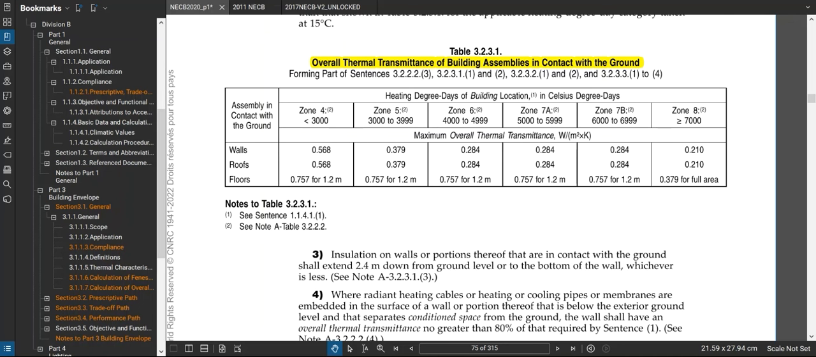So 0.284. So that would be about an RSI of 3.5, which would give you just under an R20. So looking at some just rough rules of thumb for insulations. So a mineral wool maybe R4.5 per inch-ish, and a XPS insulation would be about R5 per inch. So you'd be looking at about 100 millimeters of insulation on the foundation wall to meet the energy code there.